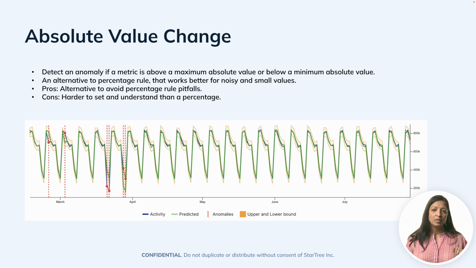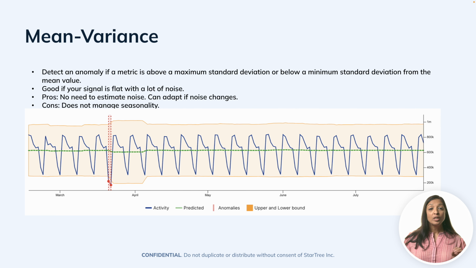The mean variance algorithm detects an anomaly if your metric is above a maximum standard deviation or below a minimum standard deviation from the mean value. It's good if your signal is pretty flat and it has a lot of noise. The good thing about this algorithm is that you don't need to estimate the noise. It can adapt if the noise changes. The cons are it does not manage seasonality very well.